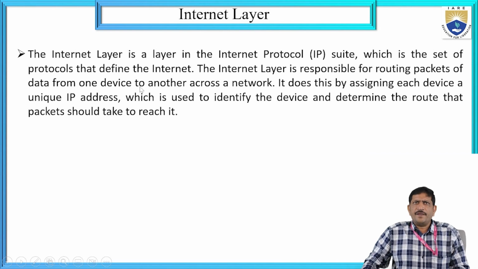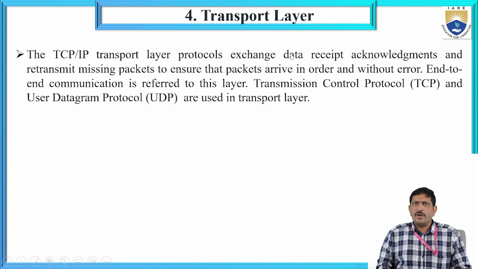The internet layer is a layer in the internet protocol suite, which is the set of protocols that define the internet. It is responsible for routing data or information from one device to another device across the network. It does this by addressing each device with a unique IP address, which is used to identify the device and determine the route that the packet should take to reach its destination.